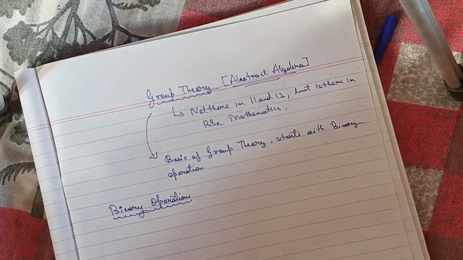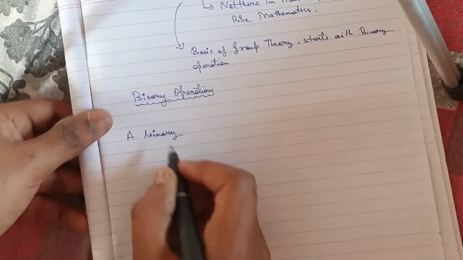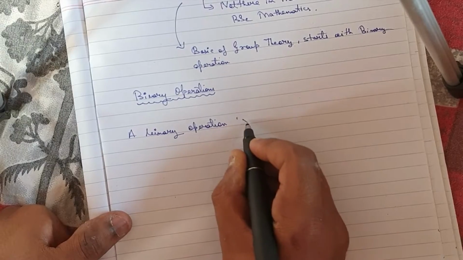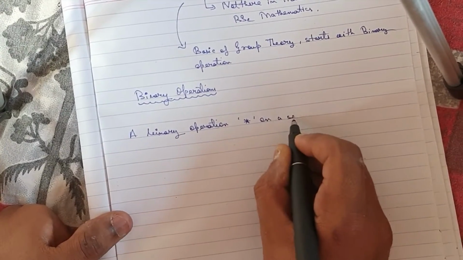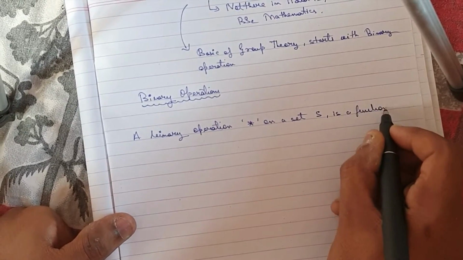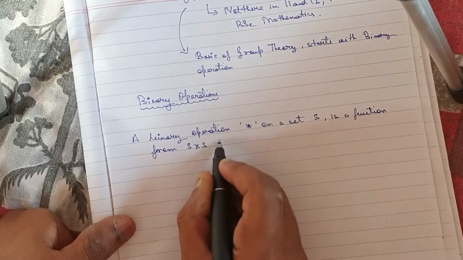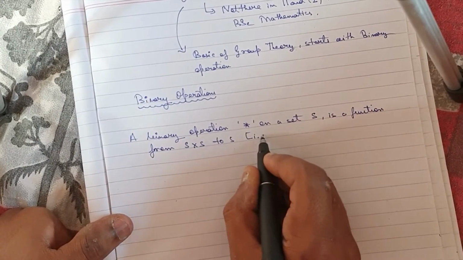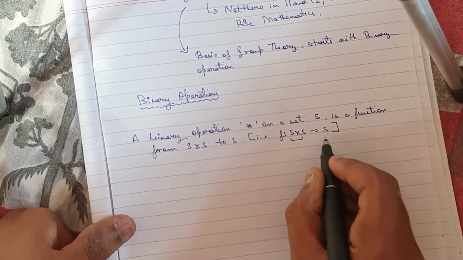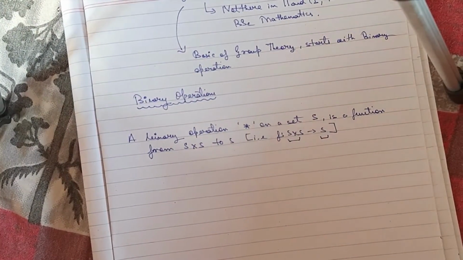Now what is the definition of binary operation? So a binary operation, let's say star, on a set S is a function from S cross S to S. That is this, this is the representation of the domain and the codomain of a function. Getting the point? A binary operation star on a set S is a function from S cross S to S.